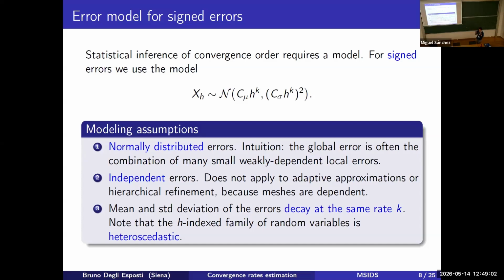It's not obvious that this might apply, but let's assume independent grids. So we remesh every time as we refine h, and as I said, the same rate. Note that the h-indexed family of random variables is heteroscedastic. So basically the variance changes, right? So the linear regression I did earlier is not really the right thing to do in this context.